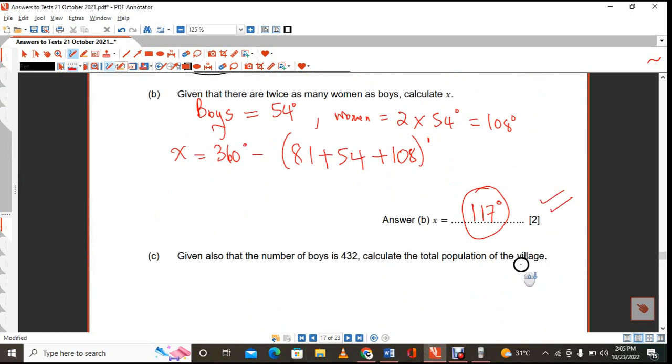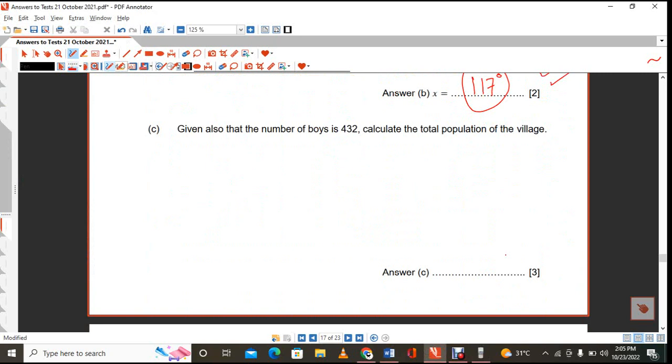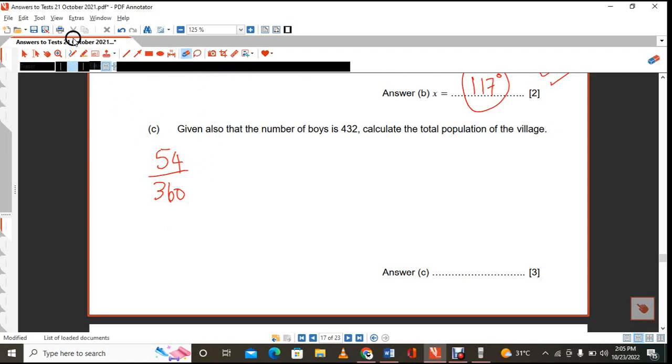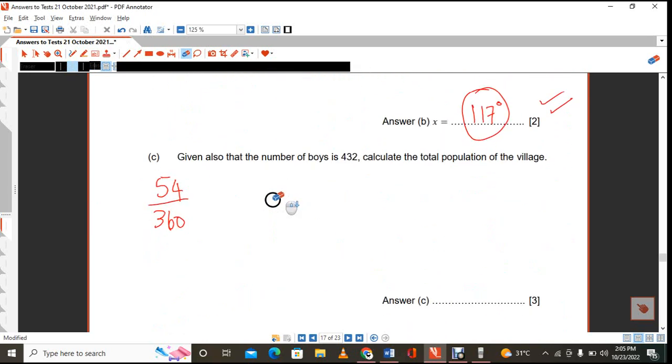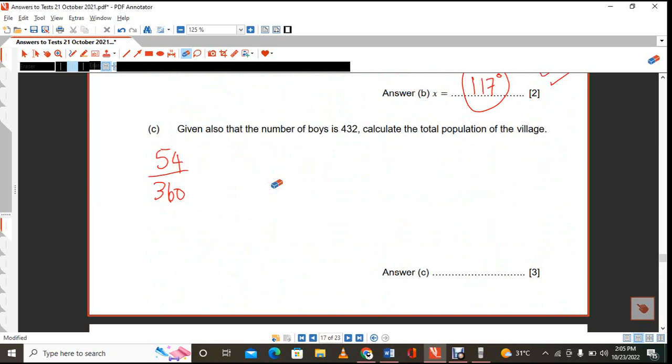Given also that the number of boys is 432, calculate the total population of the village. So the boys' angle is 54 over 360, then we use equivalent fractions. So you can go and check the angle sector for boys is 54 out of 360. I just want to simplify that a bit. So if I simplify that, I get 3 over 20. Don't have to simplify, but I like to work with my things in simplest form.